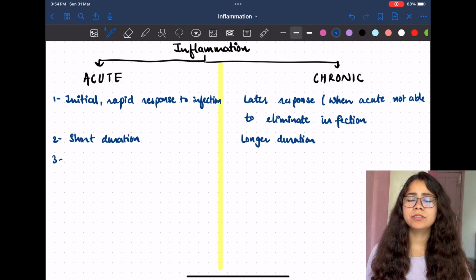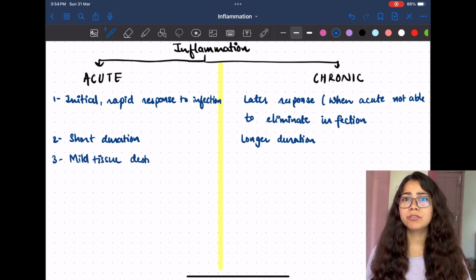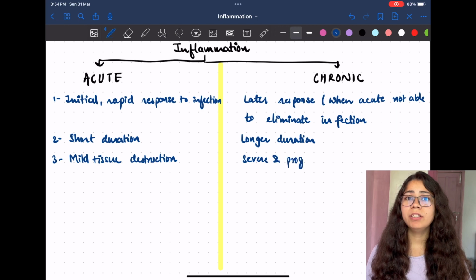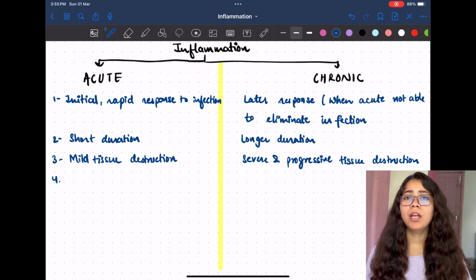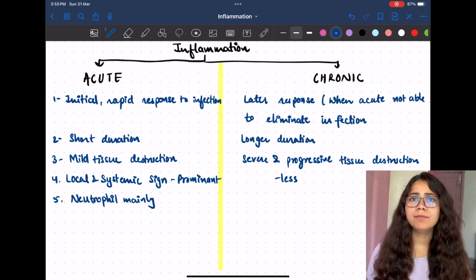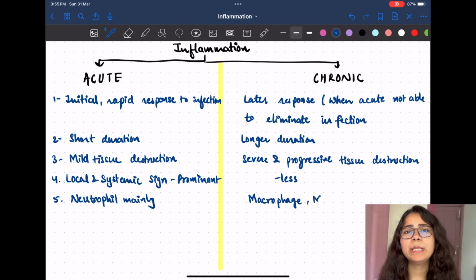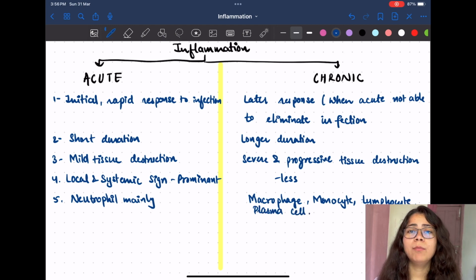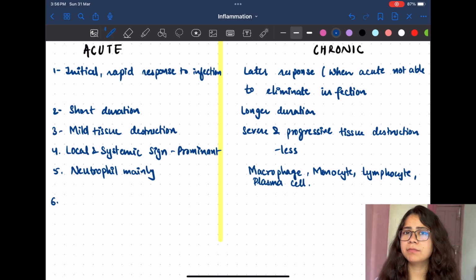As acute inflammation is of short duration, it causes less tissue destruction, while chronic inflammation causes severe and progressive tissue destruction. Acute inflammation is the first response to infection, hence it involves innate immunity type reaction, while chronic inflammation develops later and is of longer duration, so it involves adaptive immunity type reaction. Local and systemic signs of acute inflammation are more prominent, while those of chronic inflammation are less prominent. Acute inflammation mainly involves your neutrophils, while chronic inflammation mainly involves macrophages or monocytes, lymphocytes, plasma cells.